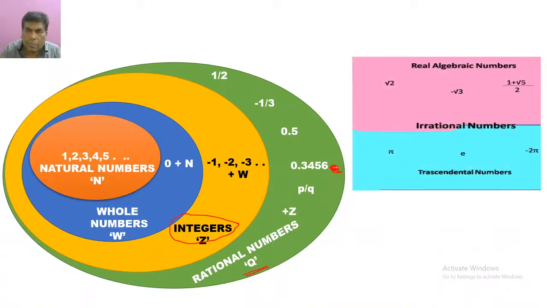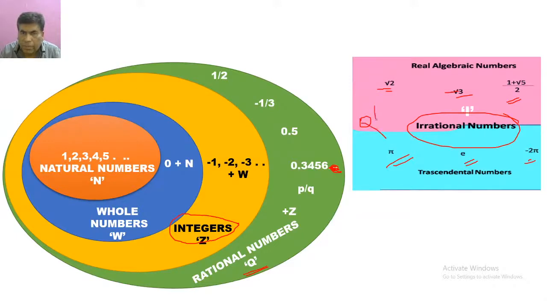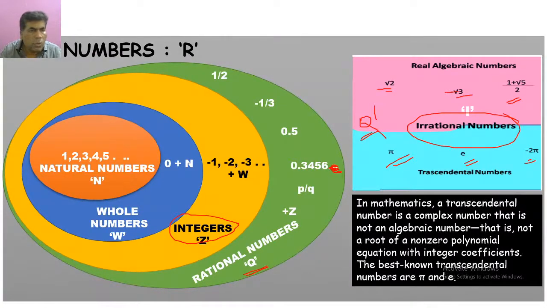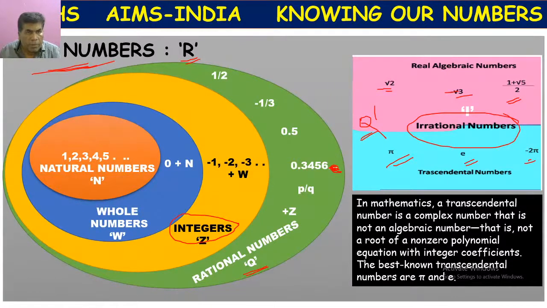Now numbers like root 2, minus root 3, 1 plus root 5 by 2, pi, e, minus 2 pi are all irrational numbers. We denote them with the symbol I or sometimes Q dash. These all numbers together we call real numbers.